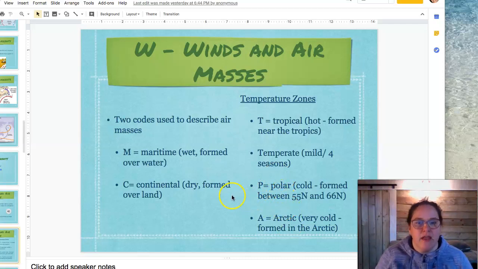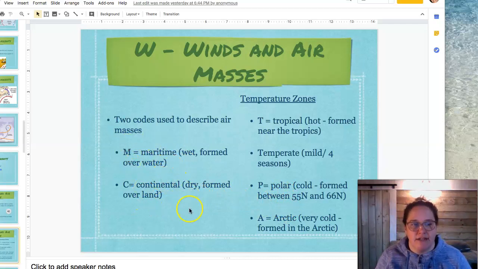The wind and air masses are going to be very cold and stay very cold in both the polar and Arctic regions. And something else to know is that there's a difference between maritime climates and continental climates. Maritime means anywhere where there is water, large bodies of water or over water, and continental is any areas that are land.